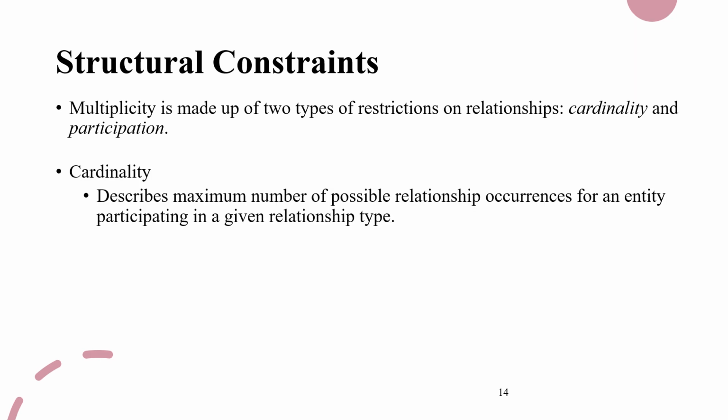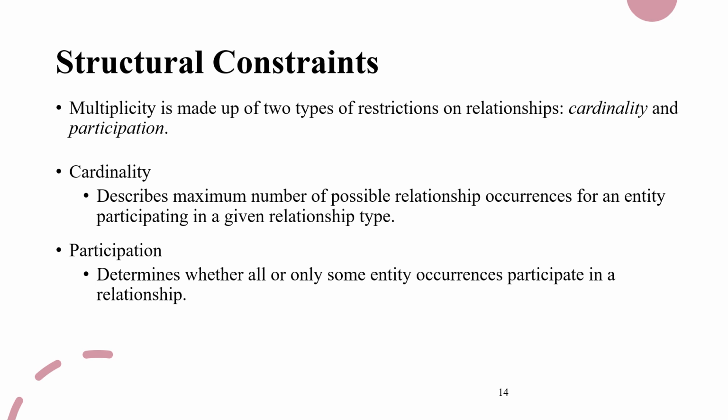For the structural constraint, multiplicity is made up of two types of restriction: cardinality and participation. You learned cardinality in the ER. It describes the maximum number of possible relationship occurrences for an entity. Maximum, like the previous example, 5 to 10. Another example, for this class in FSKTM, only 1 to 35 students are allowed in one section. So it gives us a precise range that is possible for that relationship, between student and section. Section relates to the class, class relates to the lecturer, lecturer relates to the program. That is the situation.